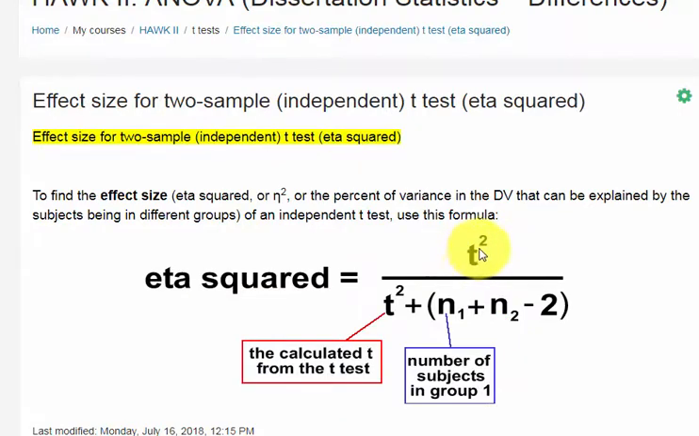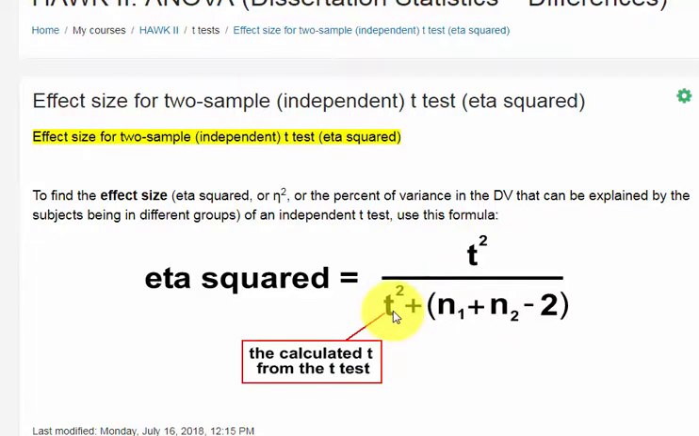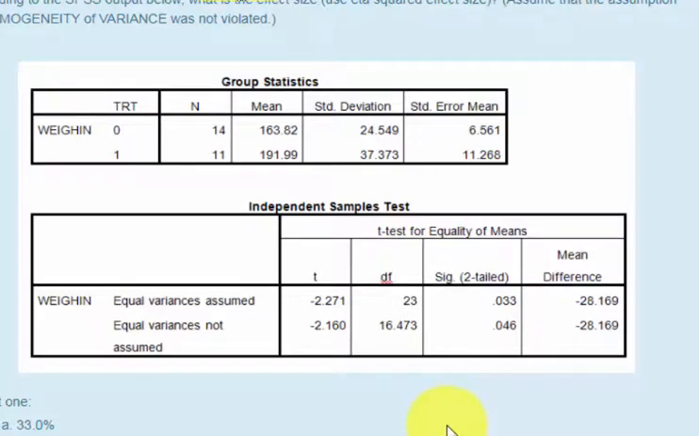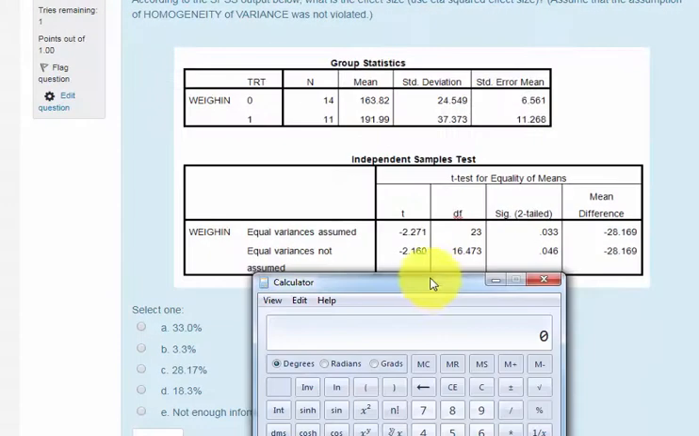So we have to square the t-value. That's our numerator, and then we're going to add it. That's also going to be part of our denominator, and we're going to add the total number of the sample size. Okay, actually the degrees of freedom. So let's go back to our data set. So our effect size is going to be this. Going to pull up a calculator.